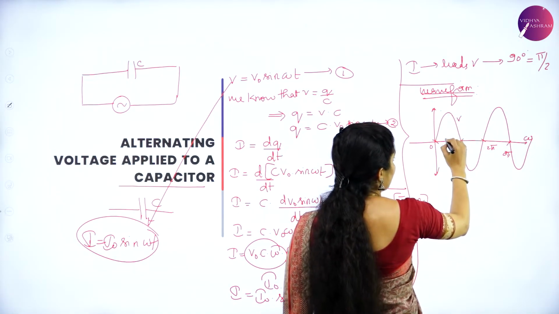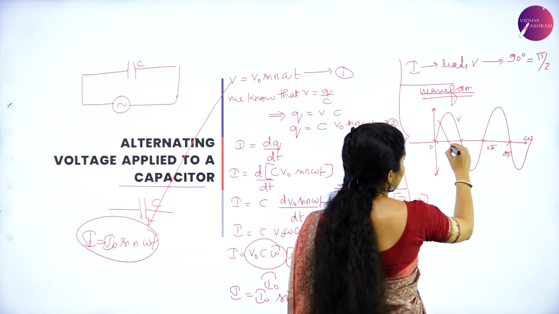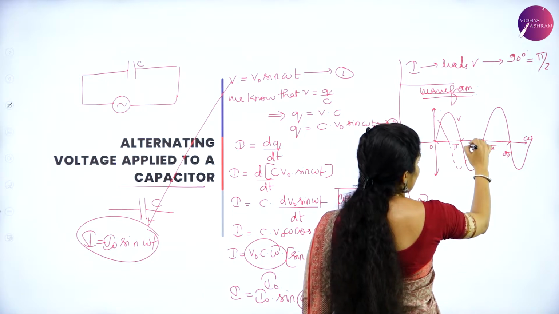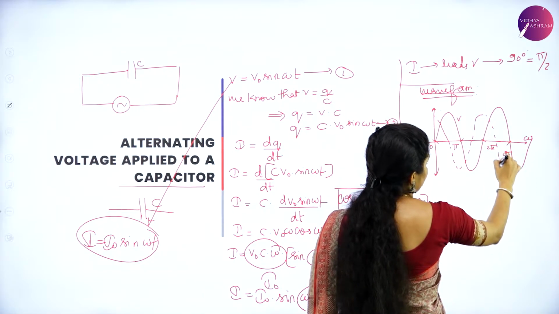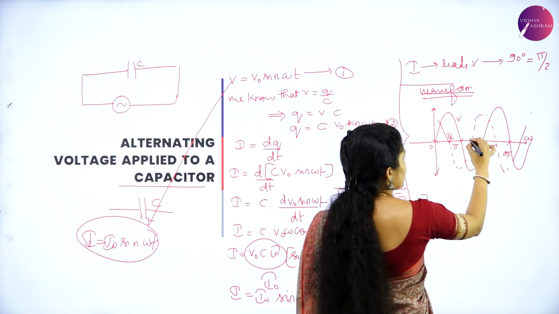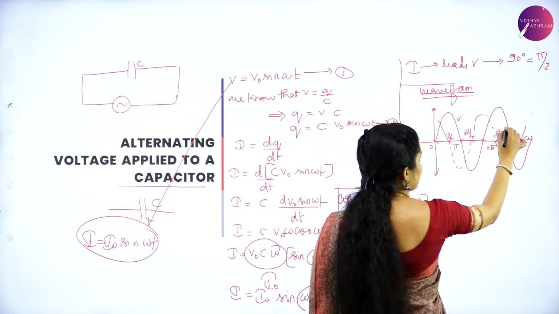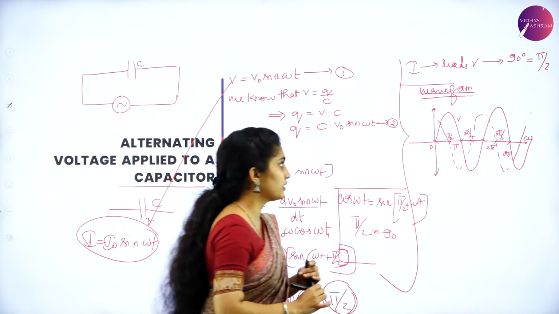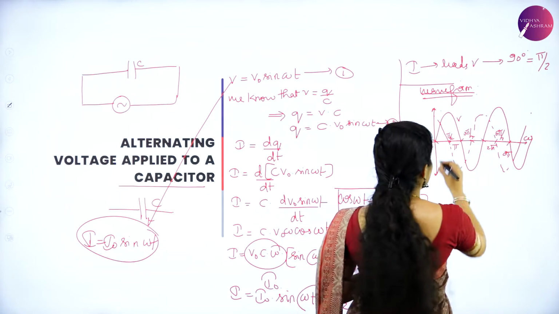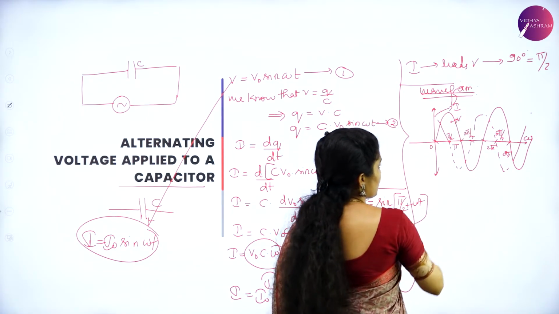It leads by pi by 2, so it has to come and reach the center at pi by 2 from here. Okay, and then it starts flowing in the same manner. So here it is pi by 2, 3 pi by 2, 5 pi by 2 are the values under this. So this is a waveform diagram. This is the representation of current and this is the representation of voltage.